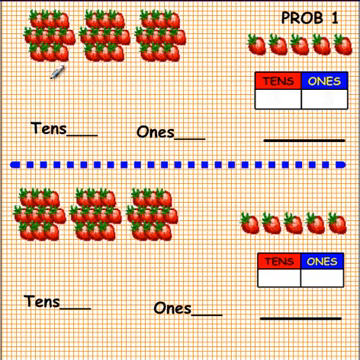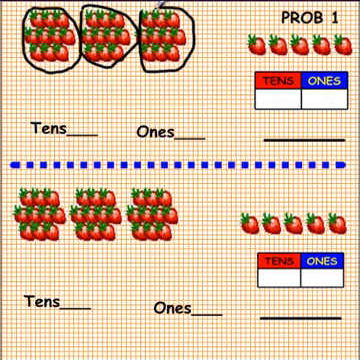Okay, let's see what we have. How many tens do we have? Well, let's see how many strawberries we have. 1, 2, 3, 4, 5, 6, 7, 8, 9, 10. And we have one group of strawberries, two groups of strawberries, and we have three groups of 10 strawberries.